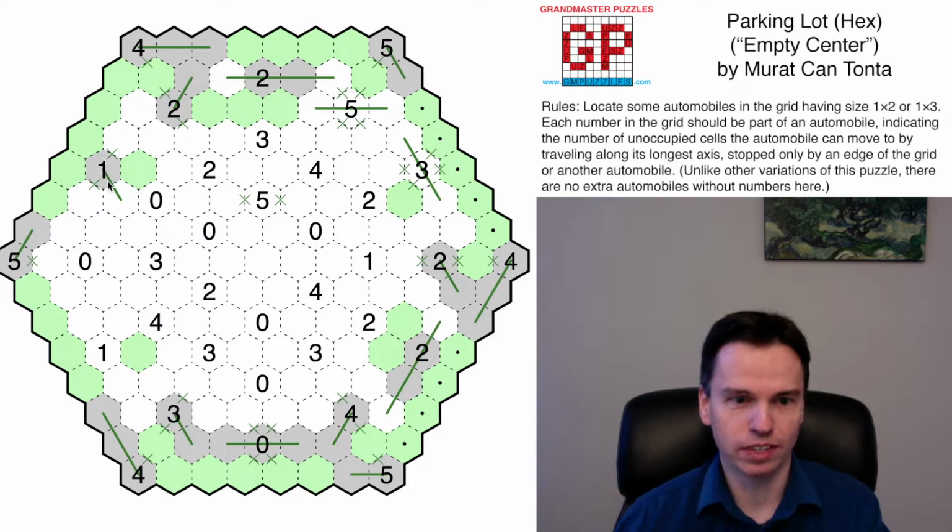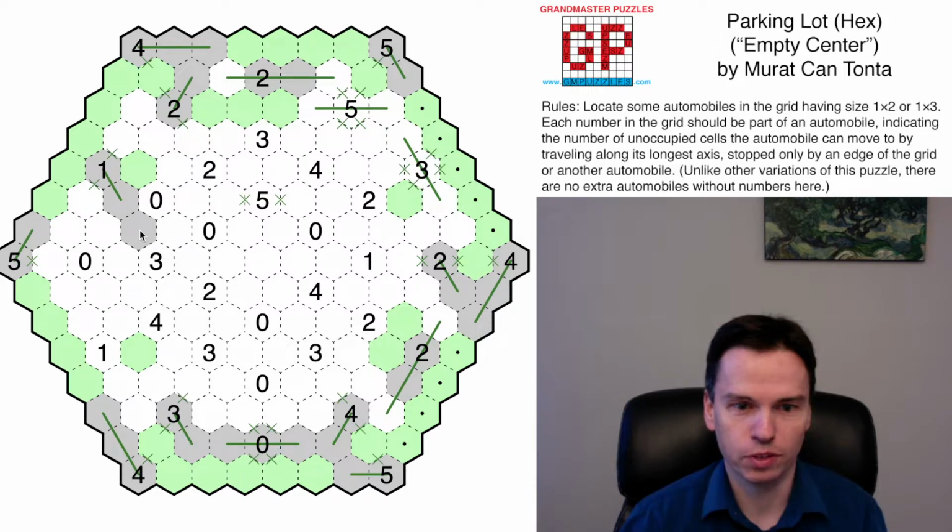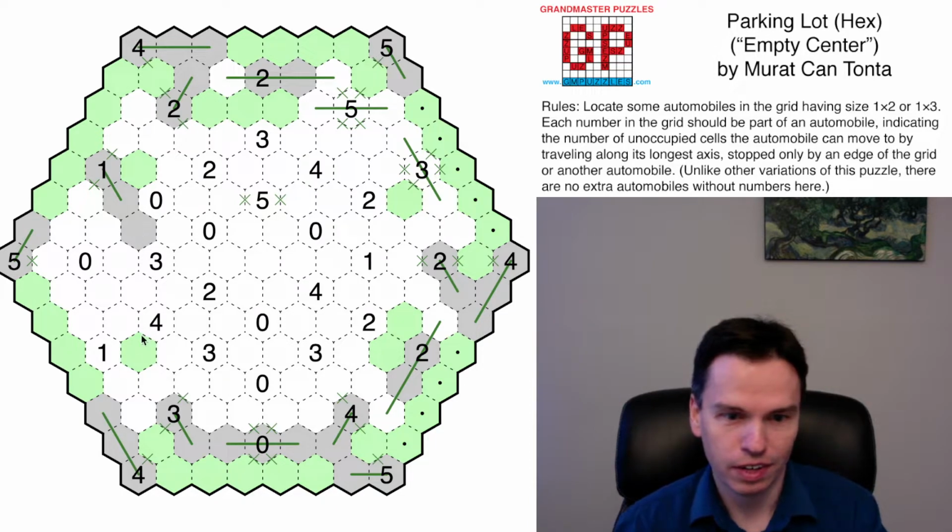The 1 is in this direction. These are part of it for sure. This is seen, and this is part of either the 1 or another car. I actually think that same logic is going to work down here for this one.